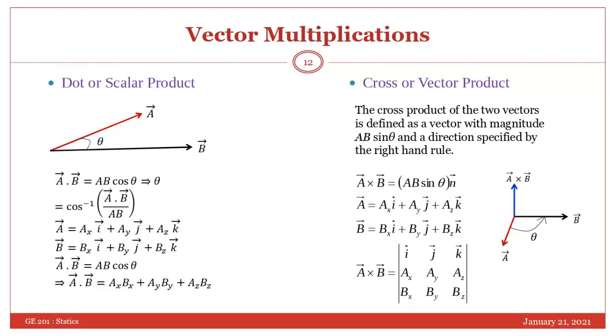So in the morning class, we were discussing vector multiplication. Now here we are going to multiply two vector quantities. As I said, when you multiply two vector quantities, your answer could be a scalar or a vector. Like when you multiply force and displacement, your answer is work, which is a scalar quantity.